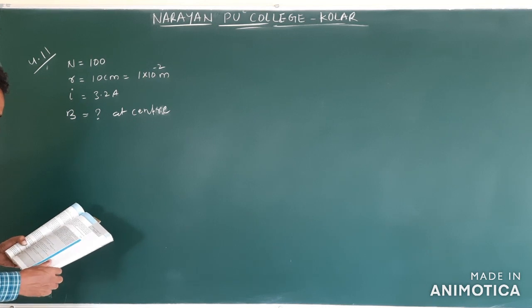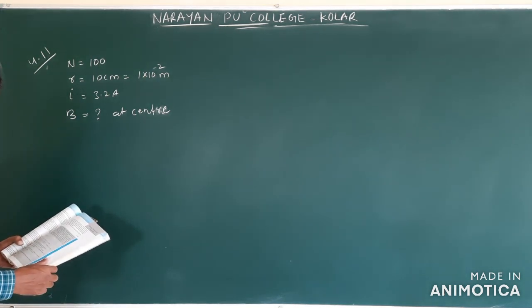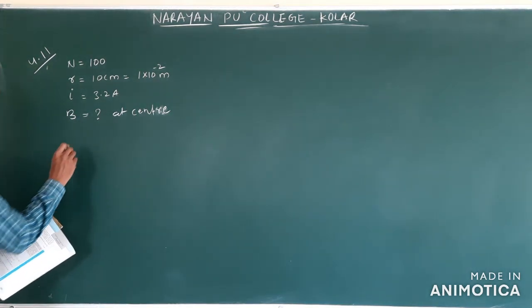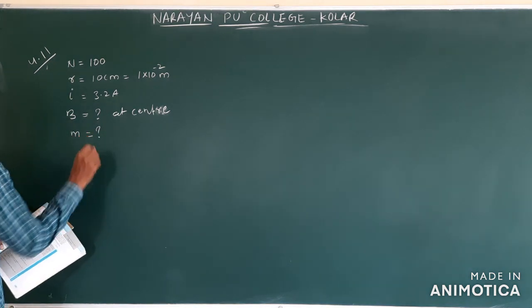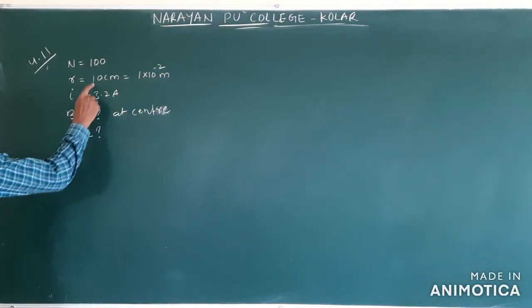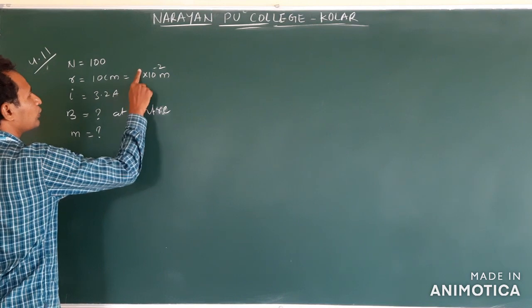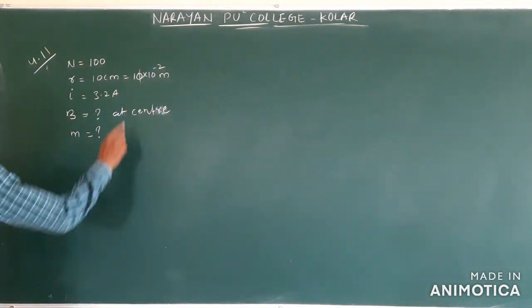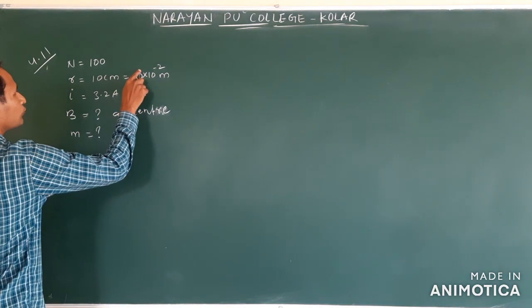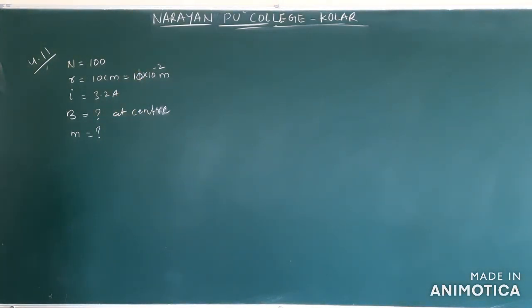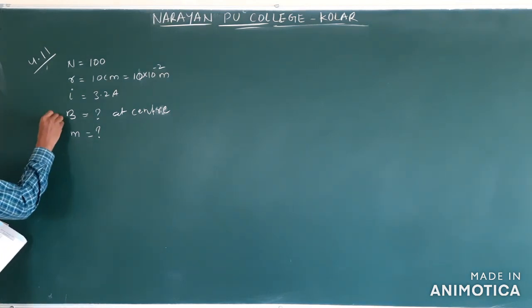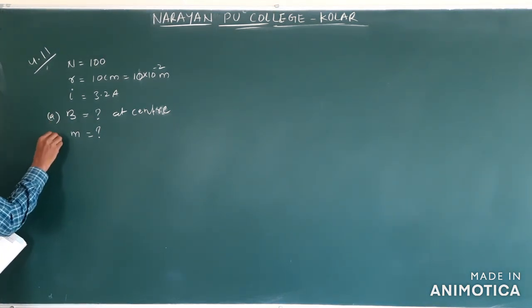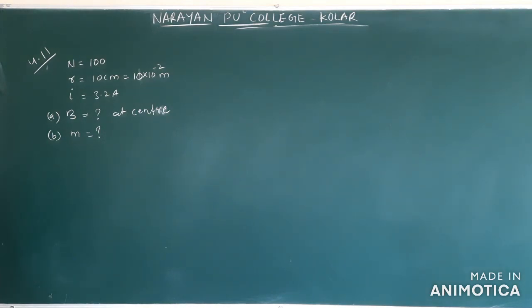Next, what is the magnetic moment of the coil, they asked? M is equal to question mark. Here R is 10 centimeter. Okay, the first question is: what is the magnetic field at the center? The second question is: what is the magnetic moment?